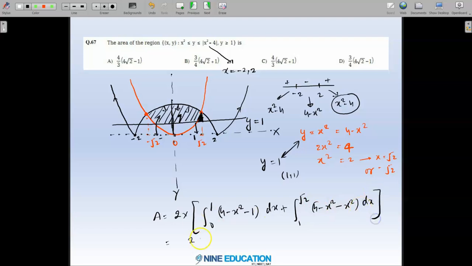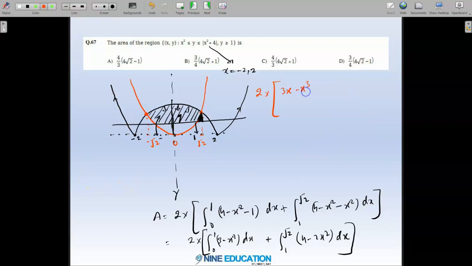So this will give me 2 into the integral of 3 minus x square dx from 0 to 1, plus the integral from 1 to square root of 2 of 4 minus 2x square dx. So let's integrate and put the limits. This will be 3x minus x cube by 3, with limits from 0 to 1, plus 2 will also multiply with the next term, which is 4x minus 2 by 3 x cube, with limits from 1 to root 2.